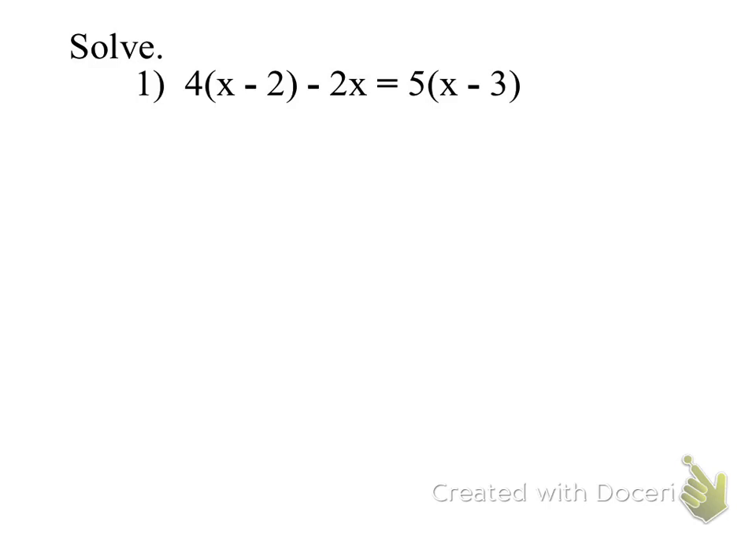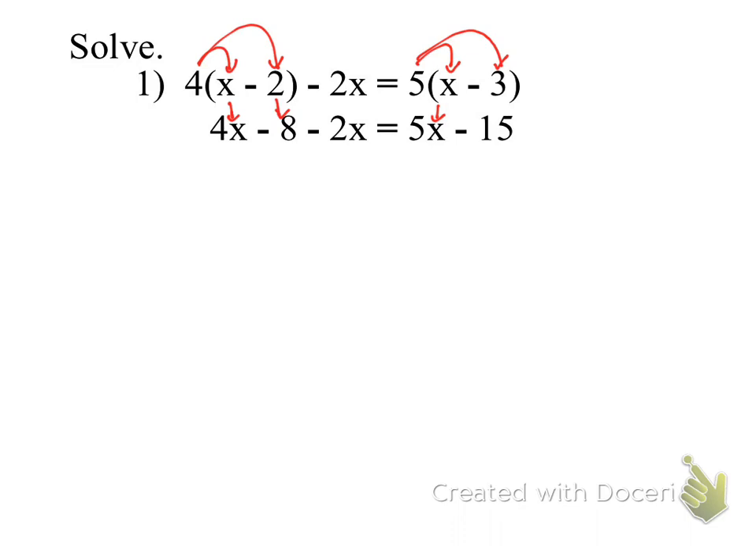All right, so with this kind of problem, what would be the first step that we do? What do we have to do first, Daisy? We have to use the distributive property, distribute first on both sides. So why don't you walk me through it? Okay, so you would have 4x minus 8 minus 2x is equal to 5x minus 15. 4x, distributing the 4 to the x and the 4 to the negative 2. Bring that down. And then distributing the 5 to the x and the 5 to the negative 3 and bringing that down.